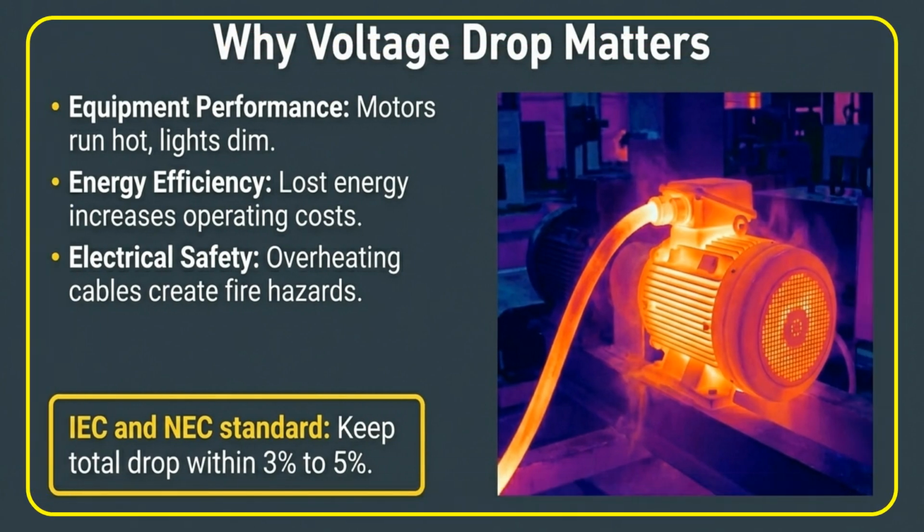Voltage drop matters for several reasons. It affects equipment performance, leading to motors running hot and lights dimming. It also impacts energy efficiency and can be a safety hazard, as overheating cables pose fire risks. Standards recommend keeping the total drop between 3% to 5%.